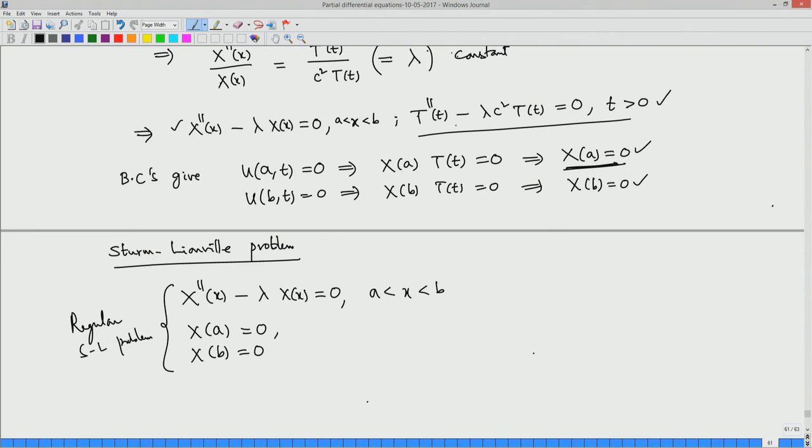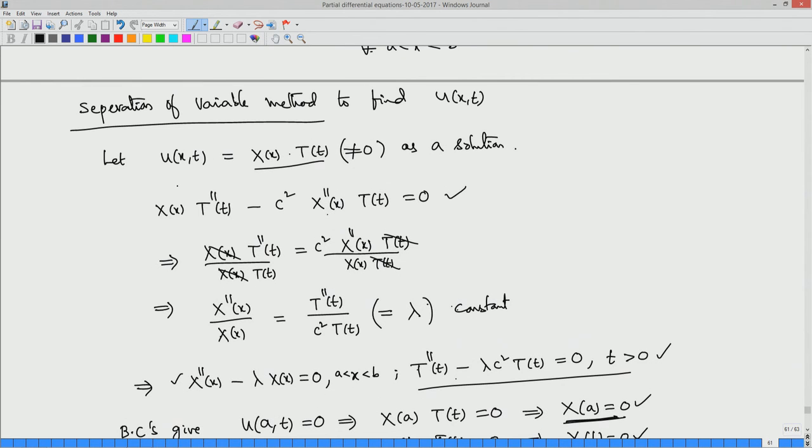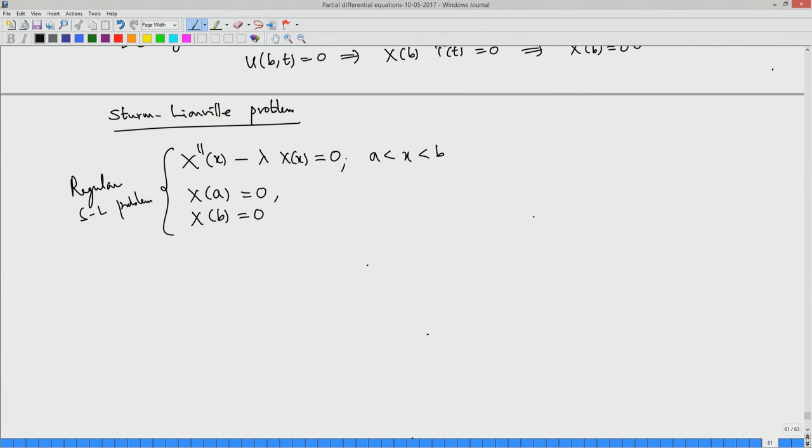Once you know this T(t) and X(x), you substitute into u equal to X times T, and that will give you a solution with some constants. We will see that. So, first get the eigenvalues and eigenfunctions here. Because we have done this earlier, I am just giving you the eigenvalues and eigenfunctions directly.